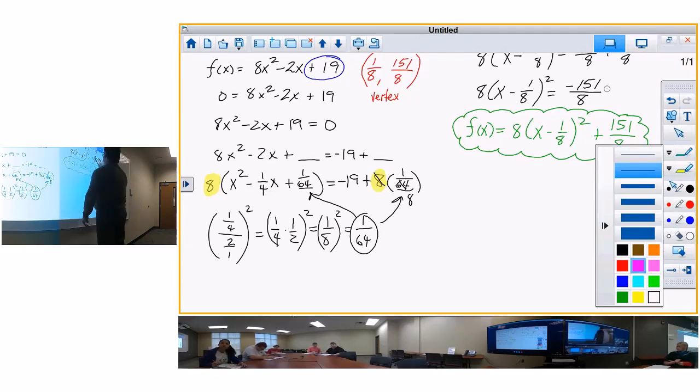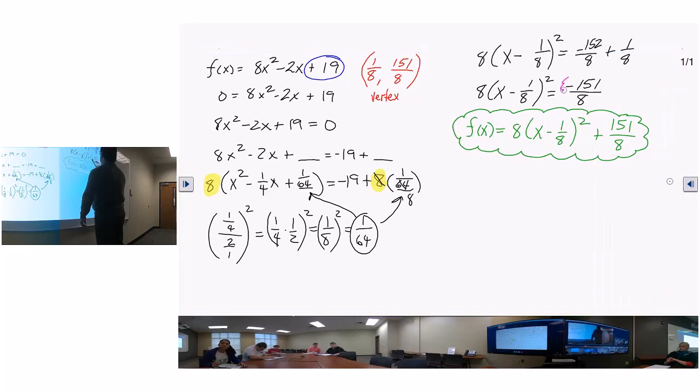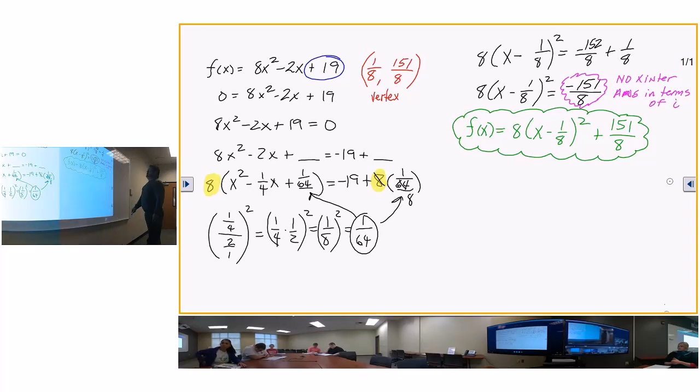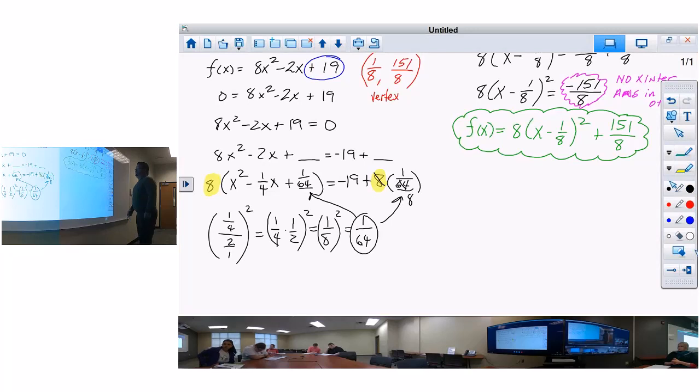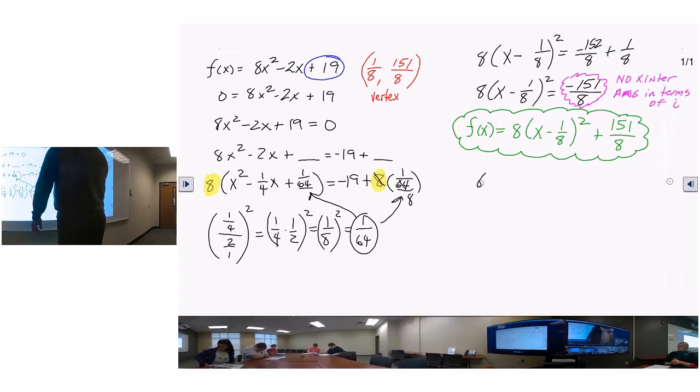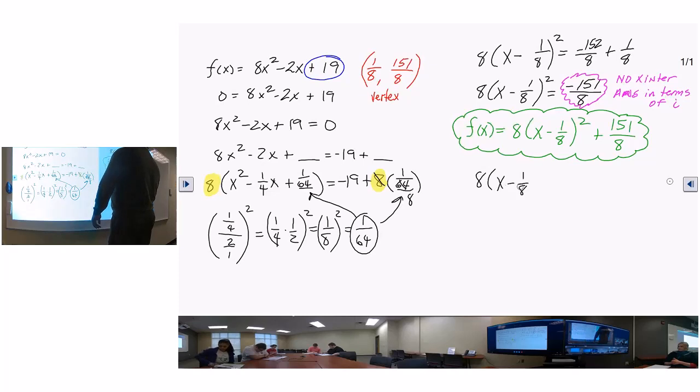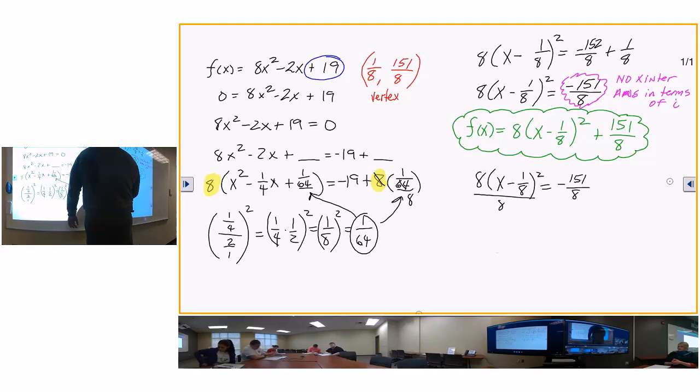I'm going to go over here in magenta and circle this and say no x-intercept, but put the answer in terms of i. So we're going to finish the problem by putting it in terms of i. So 8 times x minus 1/8, I'm just rewriting it, is equal to negative 151 over 8. I'm going to divide by 8 over 1, which means I'm going to multiply by what?